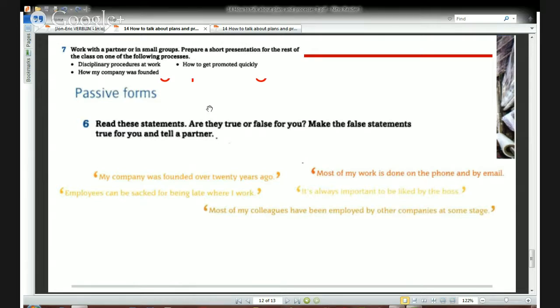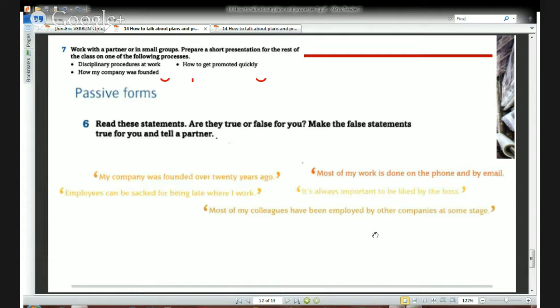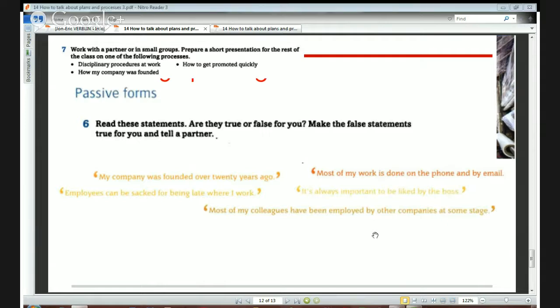So Florina, I'd like you to pick a statement and first of all, read the first statement. Let's start there on the right. Okay. Most of work is done on the phone and by email. Okay, great. Is that true for you where you work in the recruitment agency? Yes, yes. It's true. Very true. So you don't have to make a false statement true for you. Okay, so that one's correct.